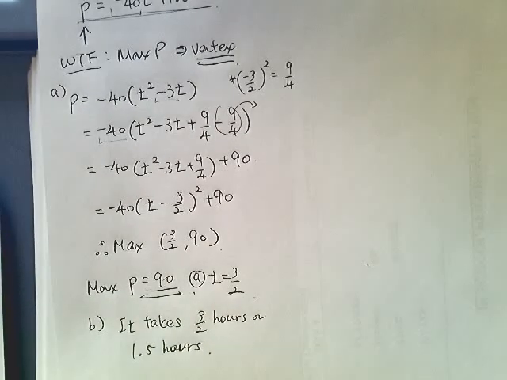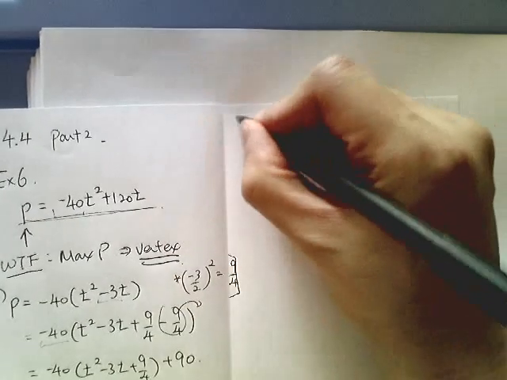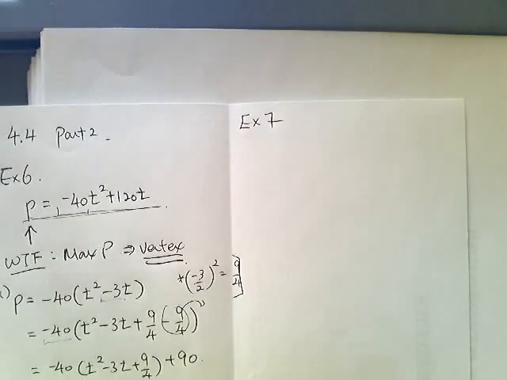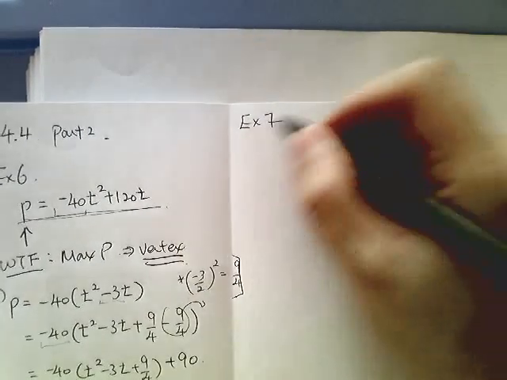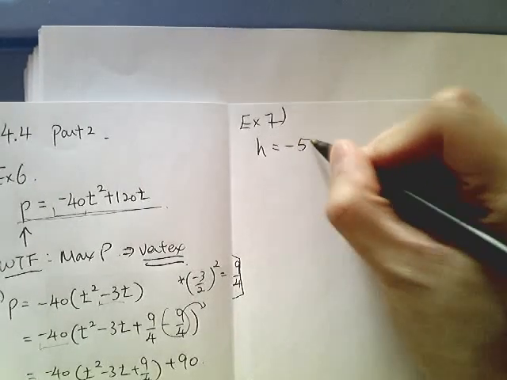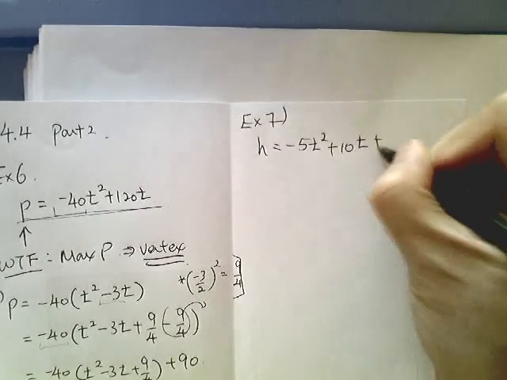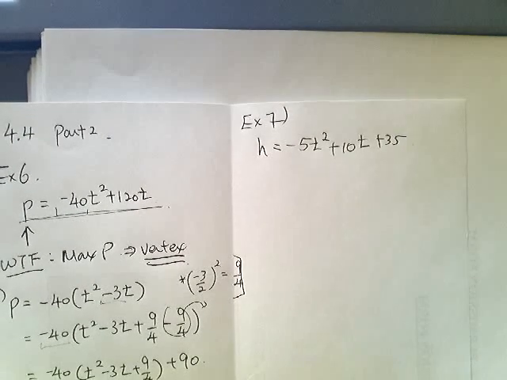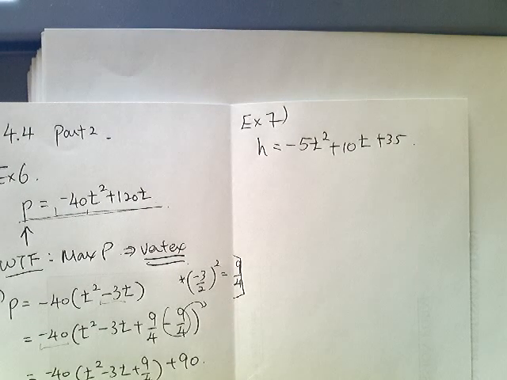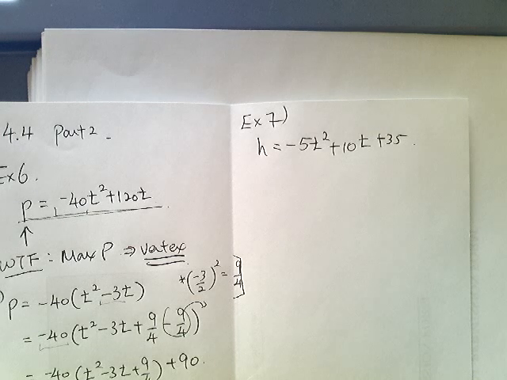Okay, and that's it. Now then let's take a look at example 6. Oh, sorry, example 7. So for example 7, we have a ball, we are throwing it in the air, and we have an equation given to us. H equals negative 5t squared plus 10t plus 35. Now, as soon as you see that, you automatically think that, okay, I may complete the square to find the vertex form to find what the max value is.